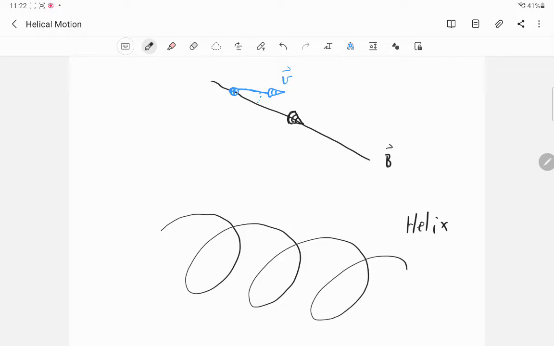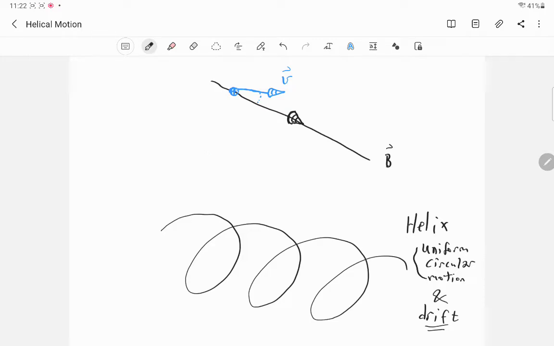Helical motion is a combination of uniform circular motion combined with a drift. The drift is going to happen along the magnetic field line, and the uniform circular motion is going to happen transverse to the field line, or perpendicular to the field line.